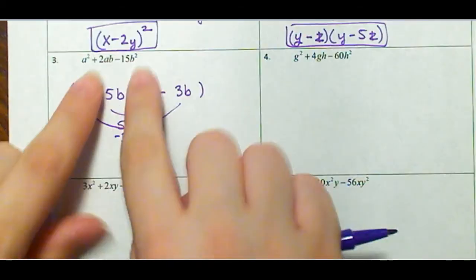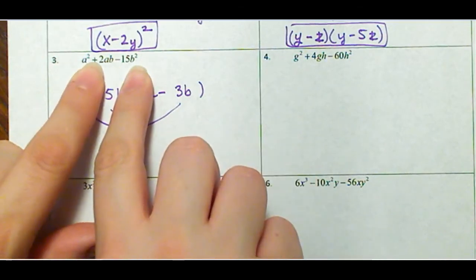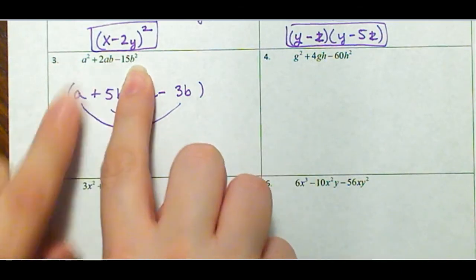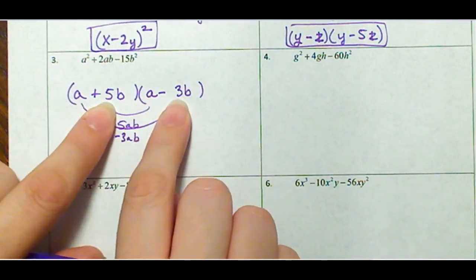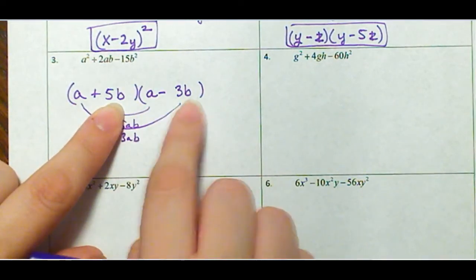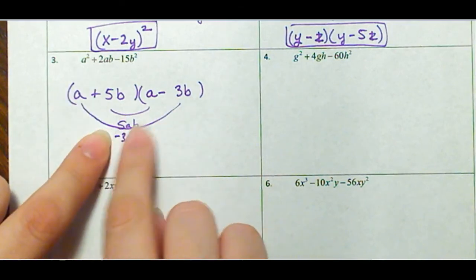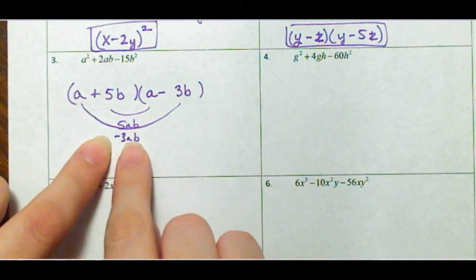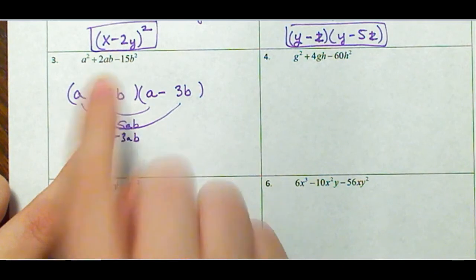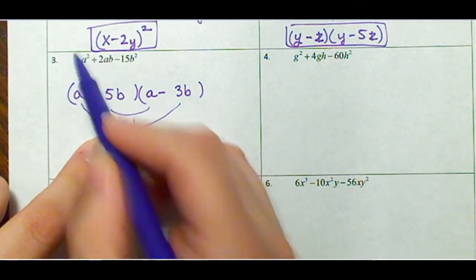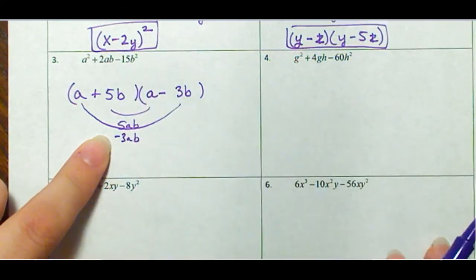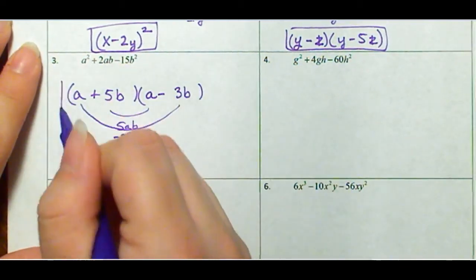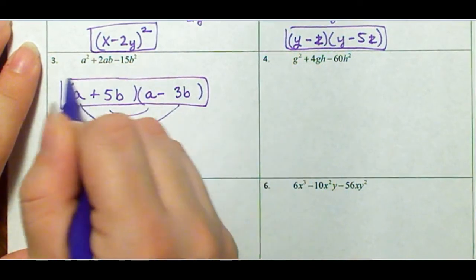Remember, you pretend the b's not there, and you factor a squared plus 2a minus 15, which is a plus 5 times a minus 3, and then just tag on that b to that second part. And when you check it, 5ab minus 3ab gives me positive 2ab. A times a is a squared. 5b times negative 3b is negative 15b squared. So this right here is our answer.